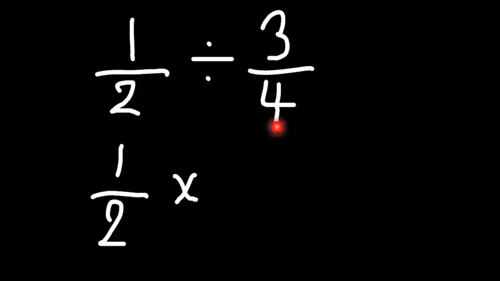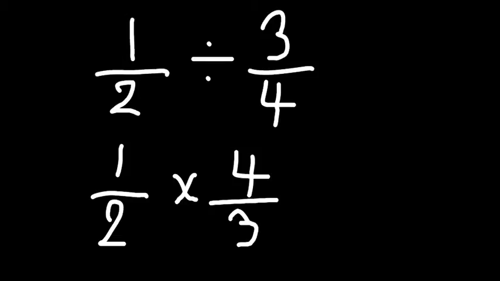Last step, or step number 3, flip the second number or find the reciprocal, which means, you see how 3 is the numerator and 4 is the denominator? I want the opposite. I want 4 to be the numerator and 3 to be the denominator. So obviously I'm going to put 4 on top and 3 at the bottom. Okay? And then guess what?